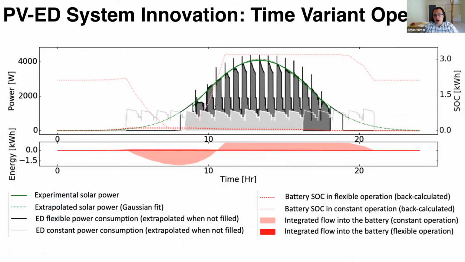These are experimental data showing an actual system operating. Our time variant system is in dark gray here, which is following the green bell curve. A conventional constant voltage batch system is in this light gray. The state of battery charge for our time variant system is down here in the darker red dotted line, versus for the constant system, here's the state of charge throughout the day. We charge in the middle of the day and discharge at the end of the day, and so we need a lot more battery capacity.